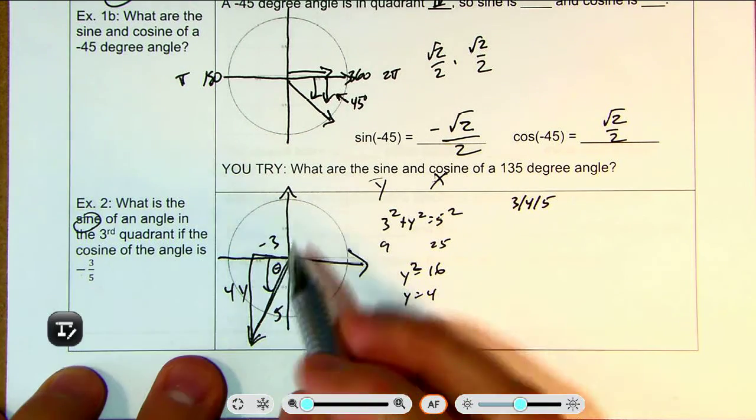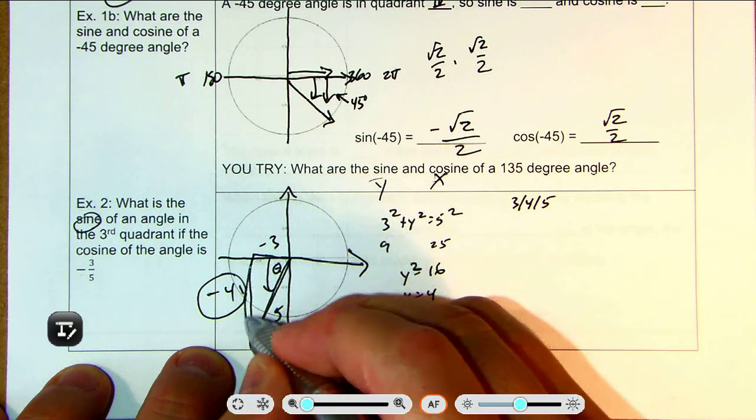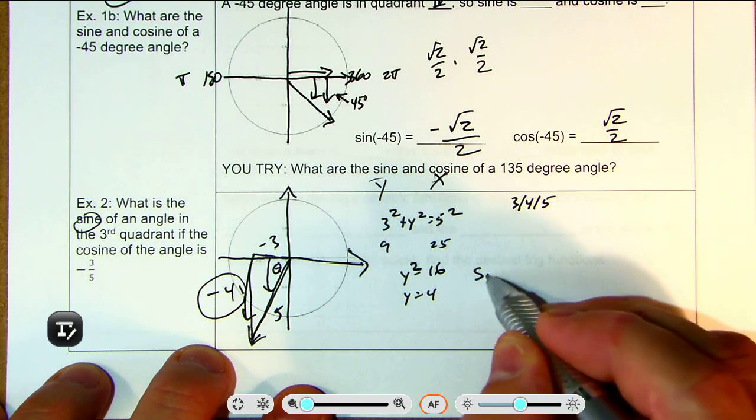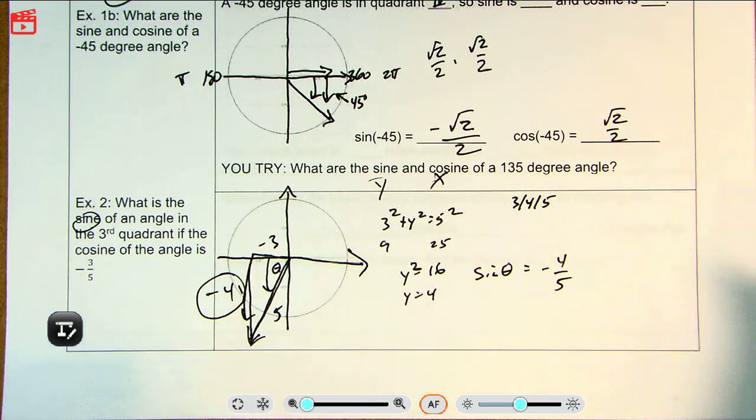So then what's the sine of the angle? Opposite over hypotenuse. This is going to be -4 though, because it's in quadrant 3. So the sine of theta would be -4/5. Okay, hope that makes sense.